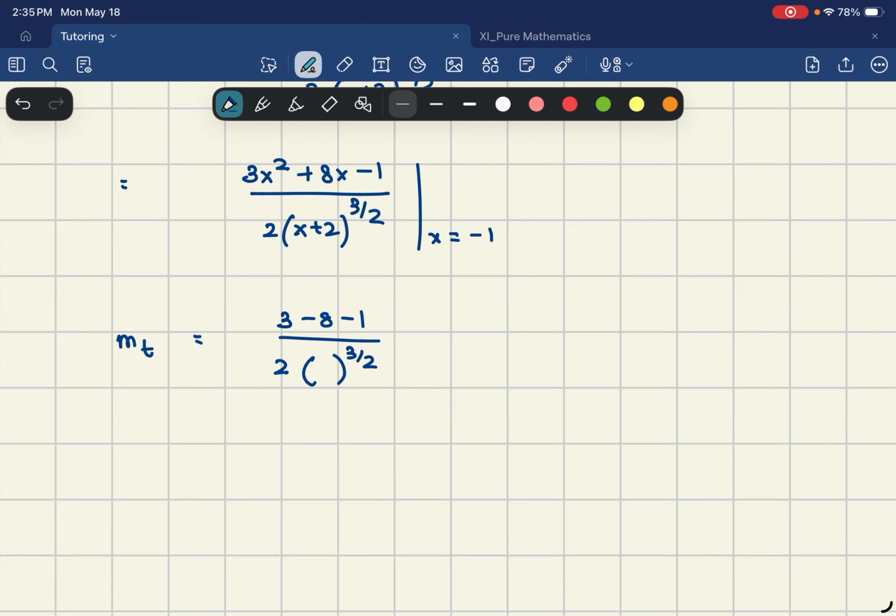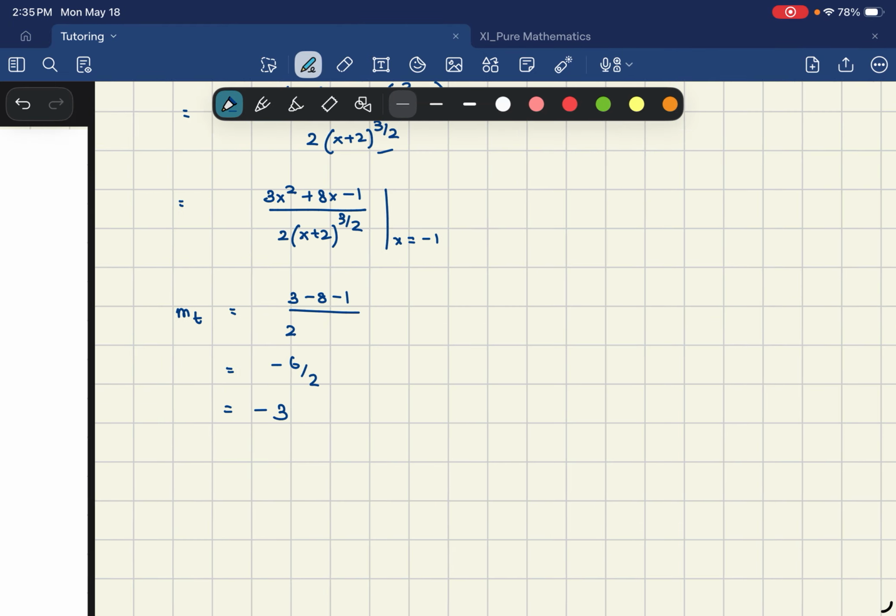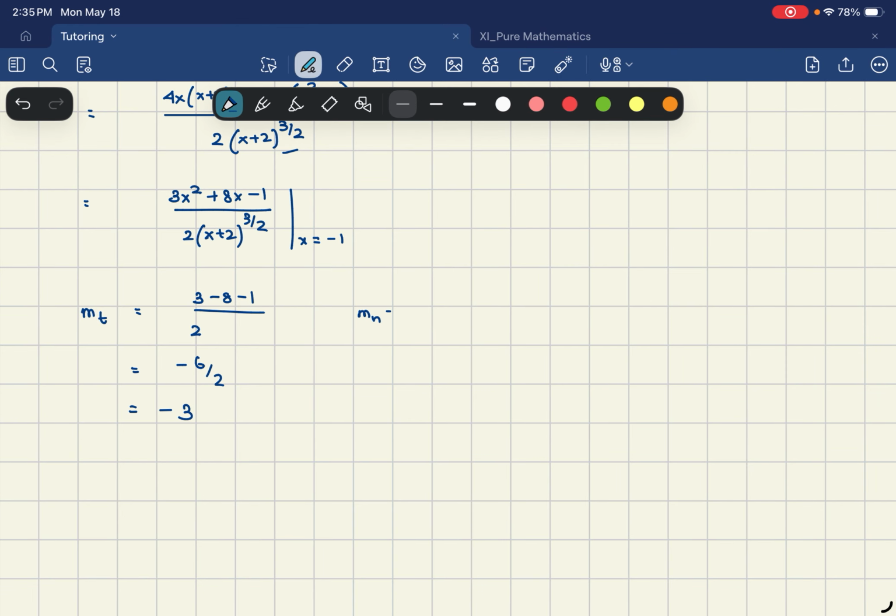Sorry, 1 to the power, because you can't have minus 1 to the power 3 over 2. Okay, 1 to the power 3 over 2, that is just 1. So 3 minus 9 is minus 6 over 2, that is minus 3, I believe. I think so, yeah, minus 3. So the slope of your normal line is minus 1 over the slope of your tangent line, right? So if you substitute this, minus 3, you're going to get 1 over 3. That is your slope of the normal line.